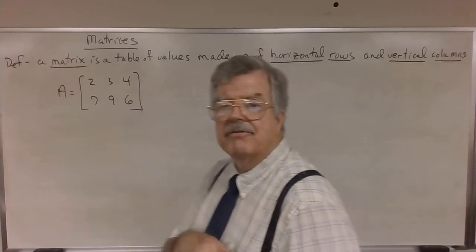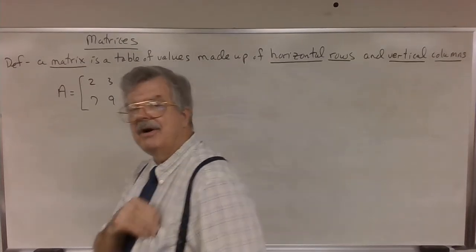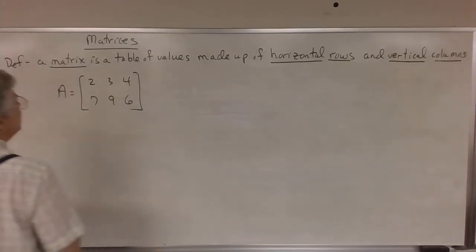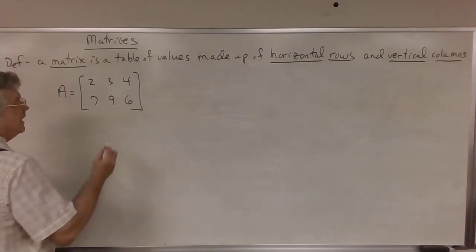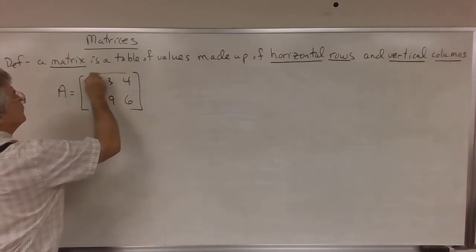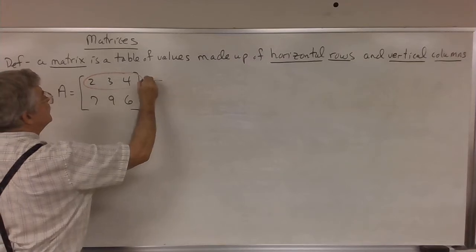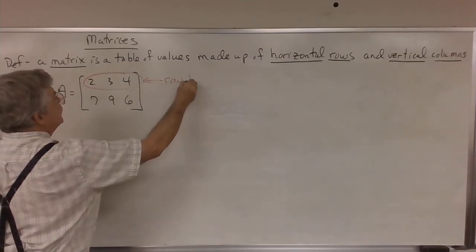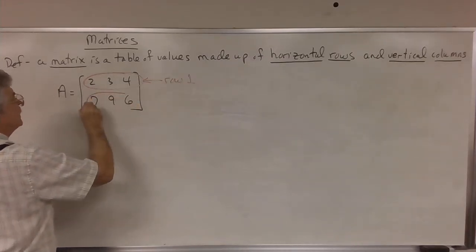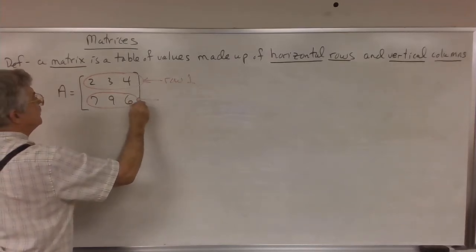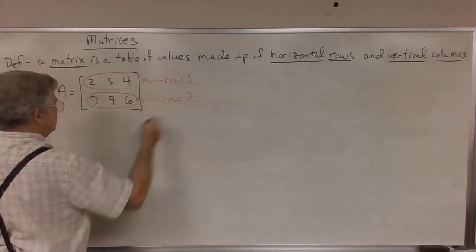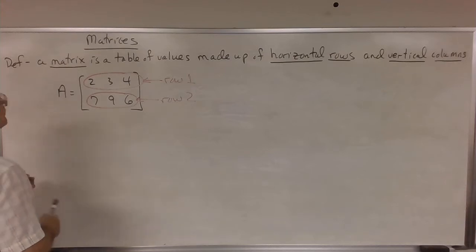When we talk about vertical in a matrix, we're always talking about columns. So here is row 1, and here is row 2. The rows are horizontal.